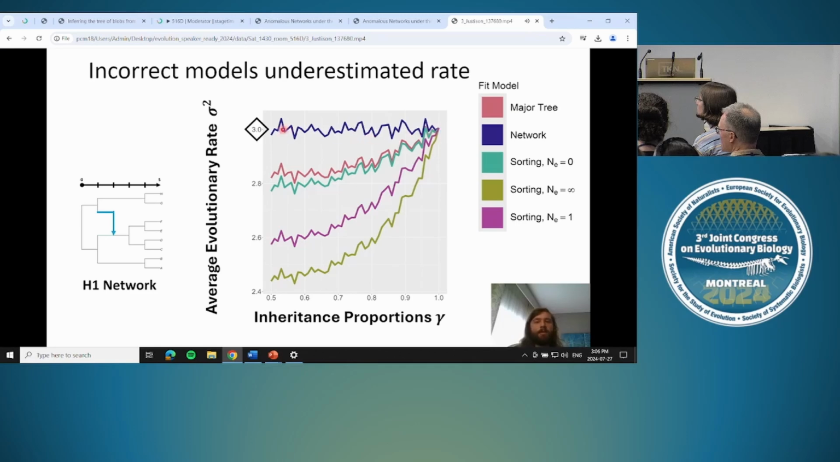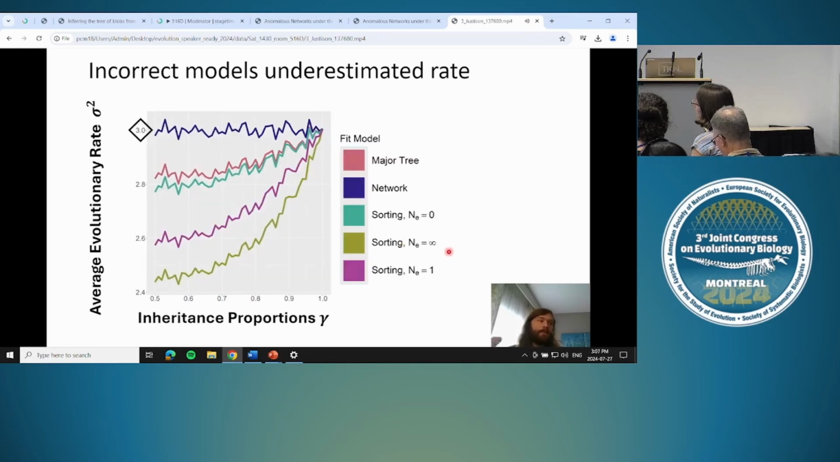So the network was able to recover the true evolutionary rate on average, whereas everything else tended to underestimate it, regardless of the inheritance proportion that we used. And we believe that this underestimation is primarily due to that reduced variance feature of hybrid descendants.